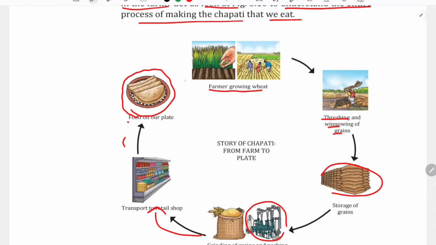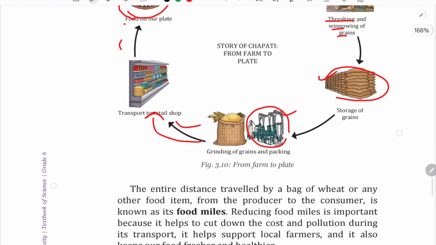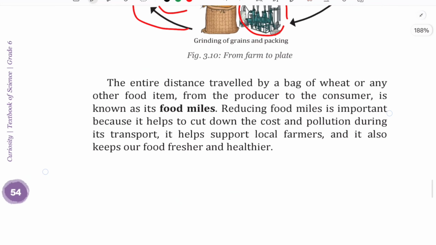See how much time it takes, and how much hard work and dedication, and so many people are involved here. Other groups of people are involved in packaging, and again in transporting. So it is a very long process, from farm to plate.